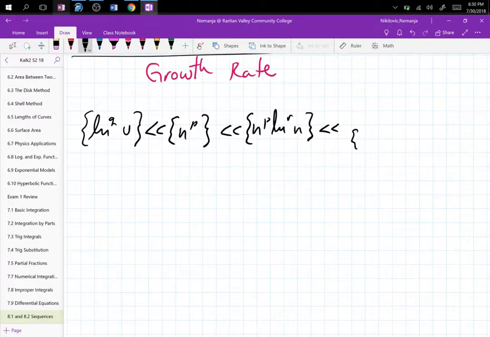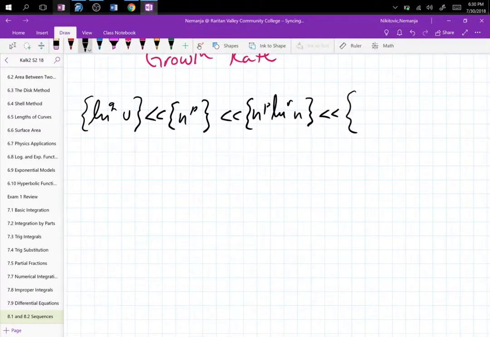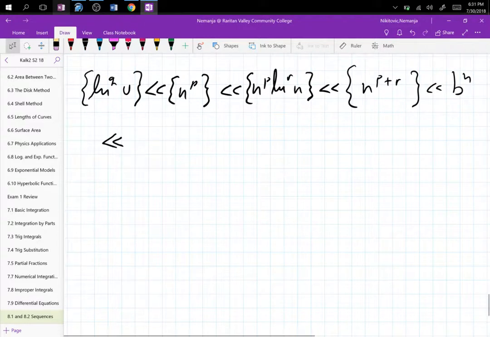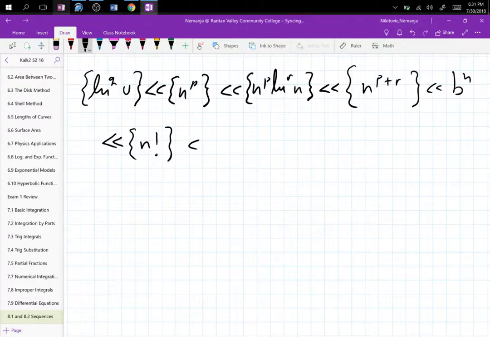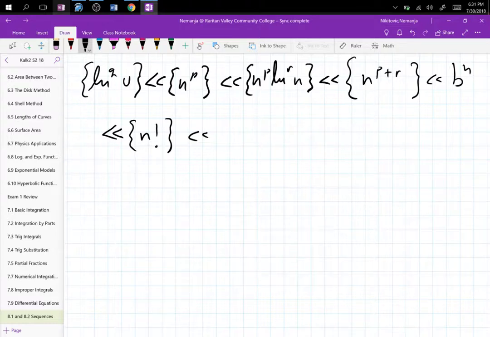And then we have n to the p plus r, which grows slower than b to the n, which is slower than n factorial, and that all is slower than the boss, right? And n to the n. All right. So here we go.